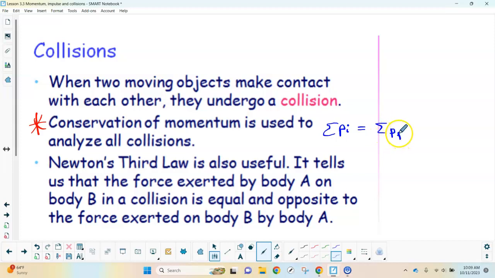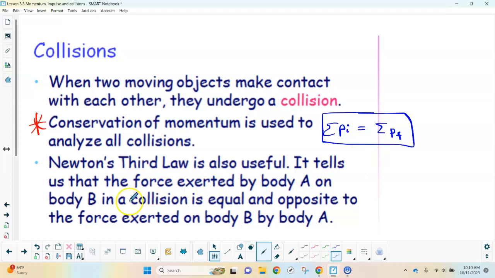So when you add up all the momentum of all the pieces before the collision and you add up all the momentum of all the pieces after the collision, this has to be true. That is the law of conservation of momentum, and that you don't have any external forces. So in a collision, you just incorporate everything that's going to run into each other.